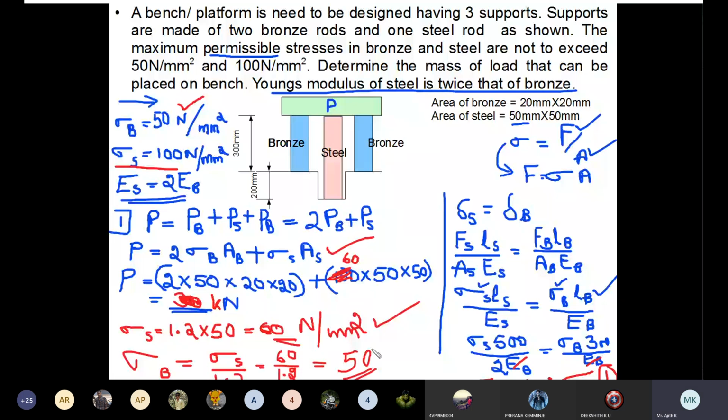So you are getting the same answer here, 50. So you need not calculate it once again. If sigma S is 60, automatically sigma B will be 50. So that value itself you can substitute.